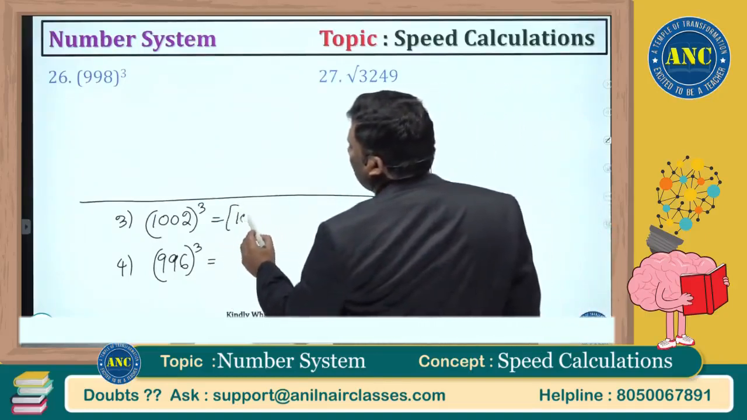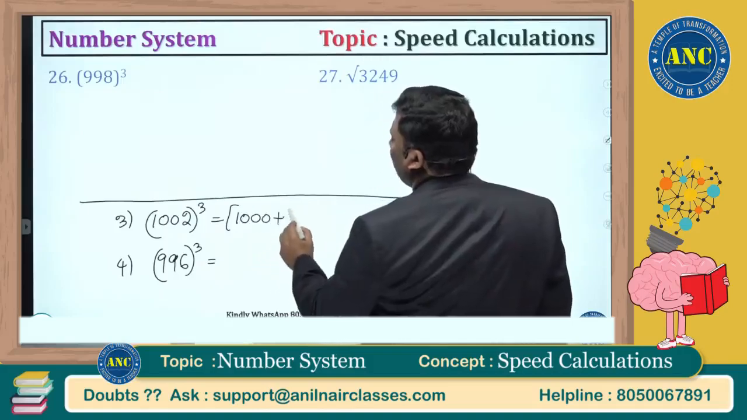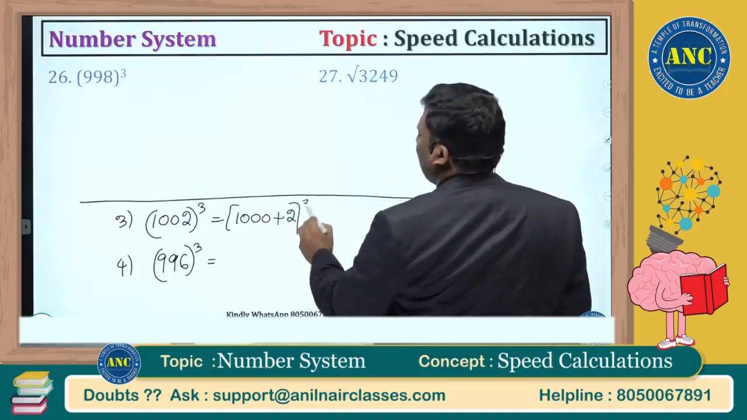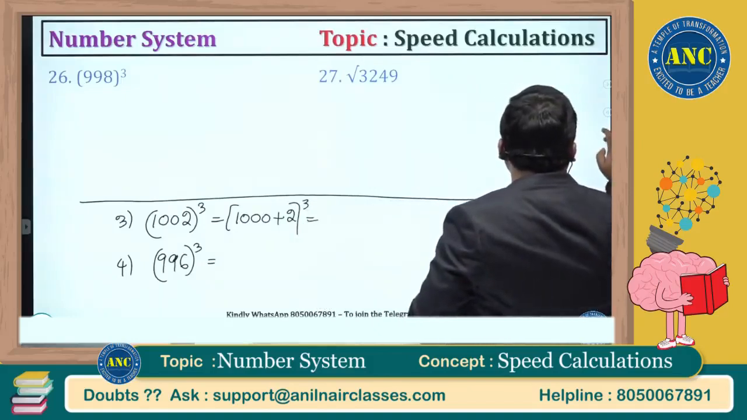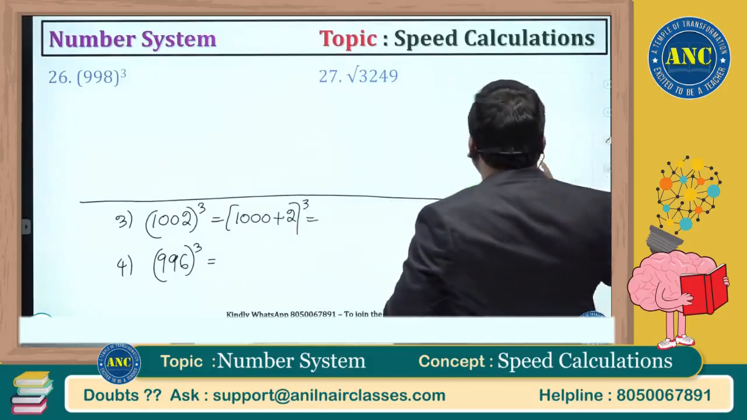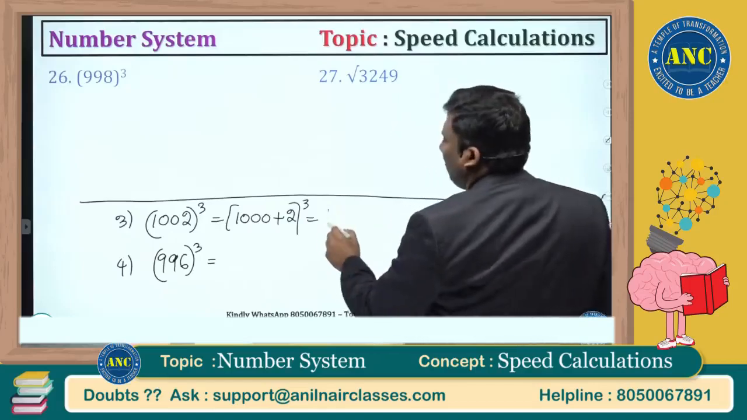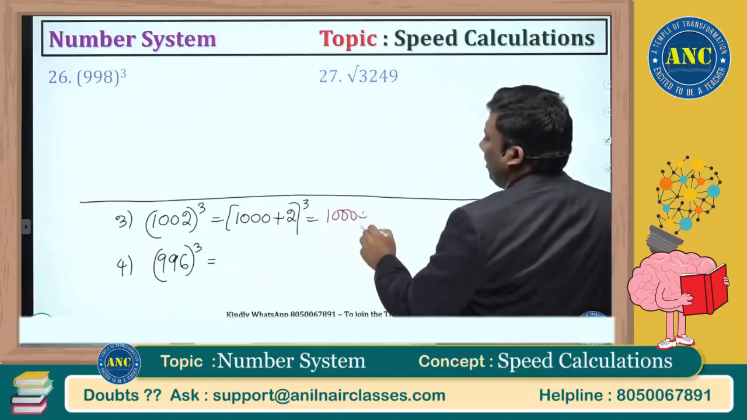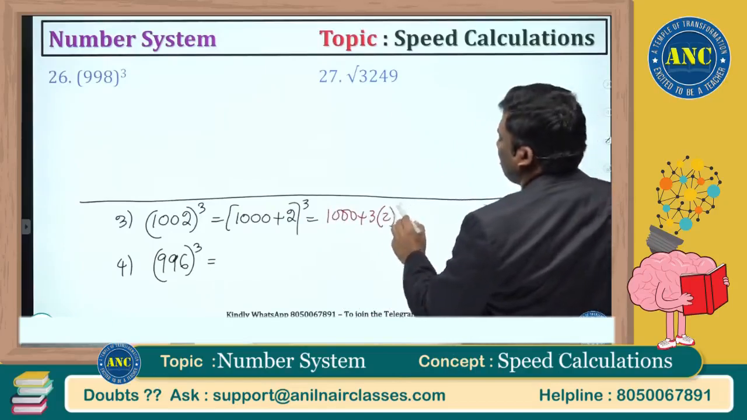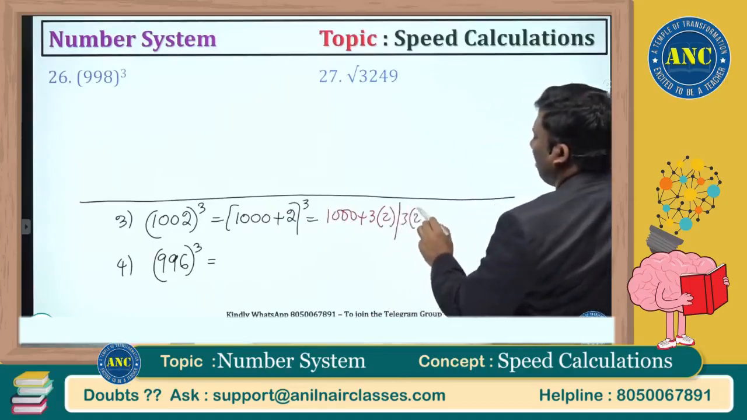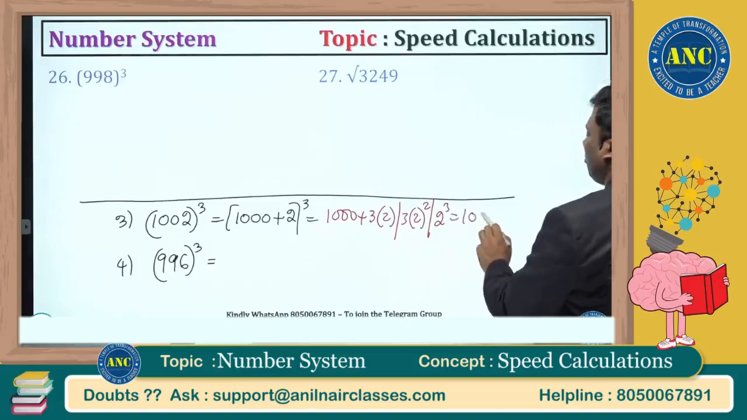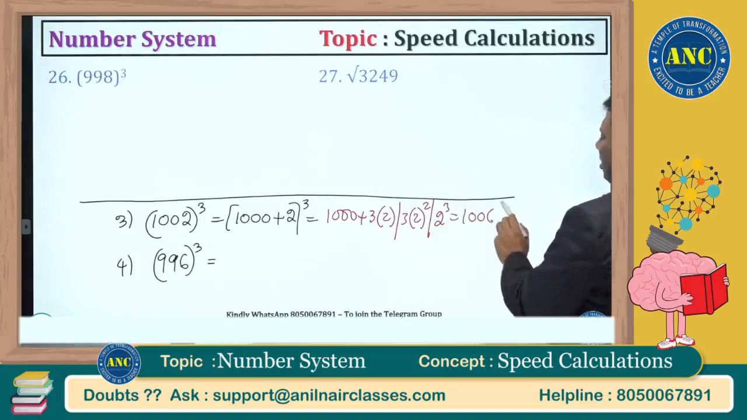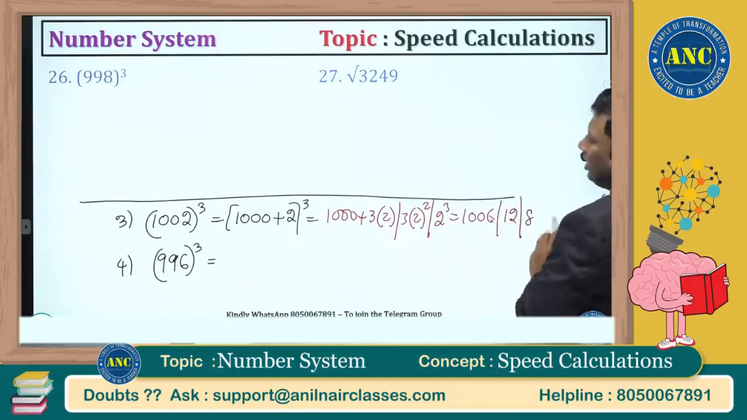So these are defined as 1000 plus 2 power 3. The formula is b plus x power 3: b cube, next 3 b square x, next 3 b x square, next x cube. 1006, 4 3s are 12. 2 cube is 8.